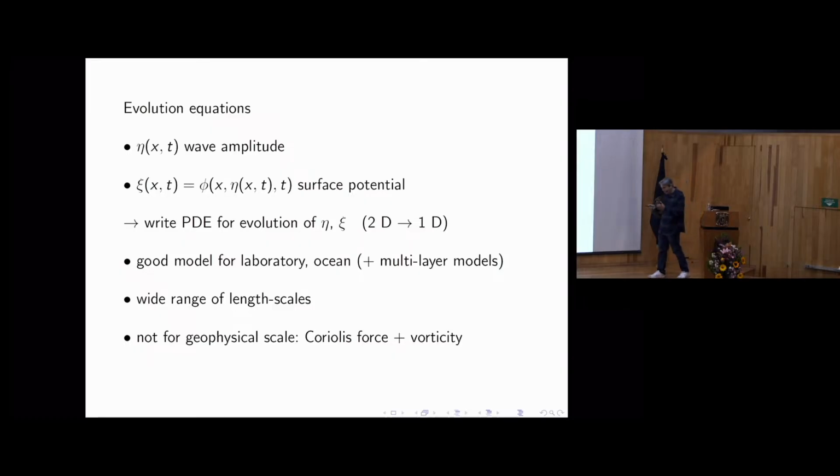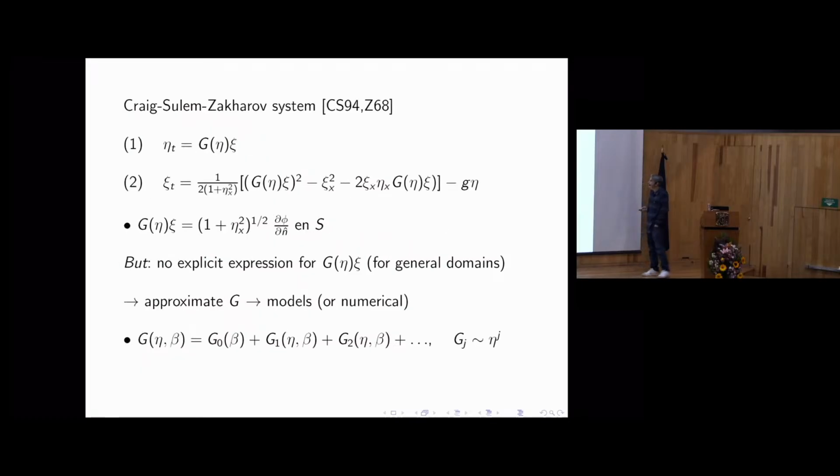And then there are also simplifications based on this model. It's not appropriate for motions that have a larger scale, like geophysical scales, where the Coriolis force plays an important role and needs to be coupled with vorticity.